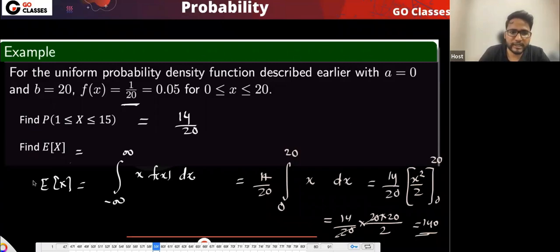Now, can you see it intuitively also? Why is this expectation coming out to be 140? Let's just see this. See, this is from 0 to 20. This is the PDF that is given to us.